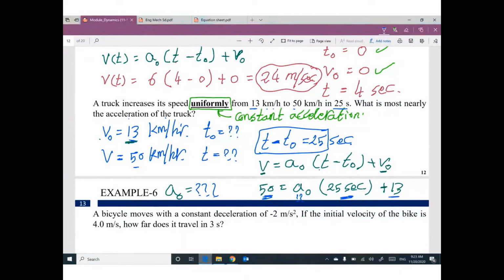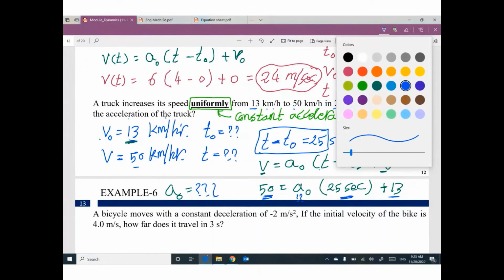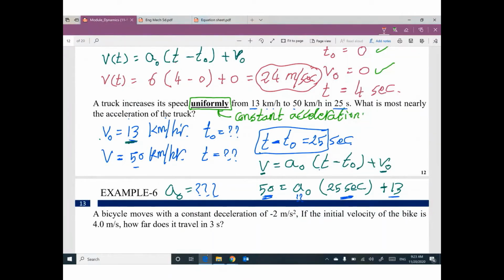Look at the numbers. You are talking about 50 kilometer per hour, v naught kilometer per hour, t minus t naught second. Doesn't make sense. You are talking about hour and hour, and then you are talking about second. You need to convert one to the other. Hour to second or second to hour.